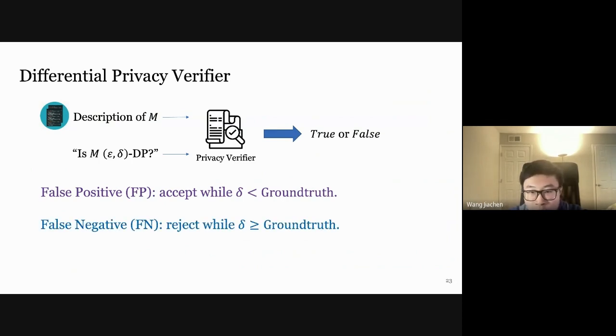A DP verifier can be imperfect, suffering from both false positives and false negatives. Here we define a false positive as accepting a mechanism when the estimated delta is an underestimate. And we define a false negative as rejecting a mechanism when the estimated delta is an overestimate.